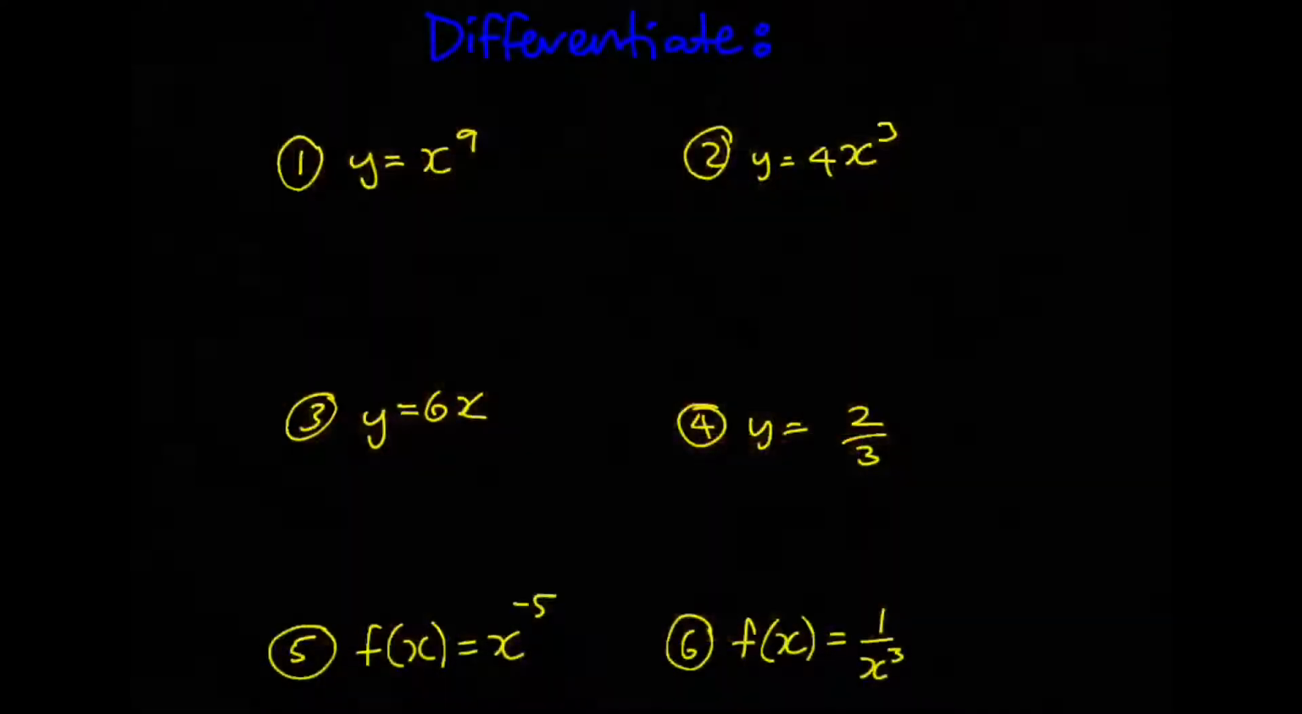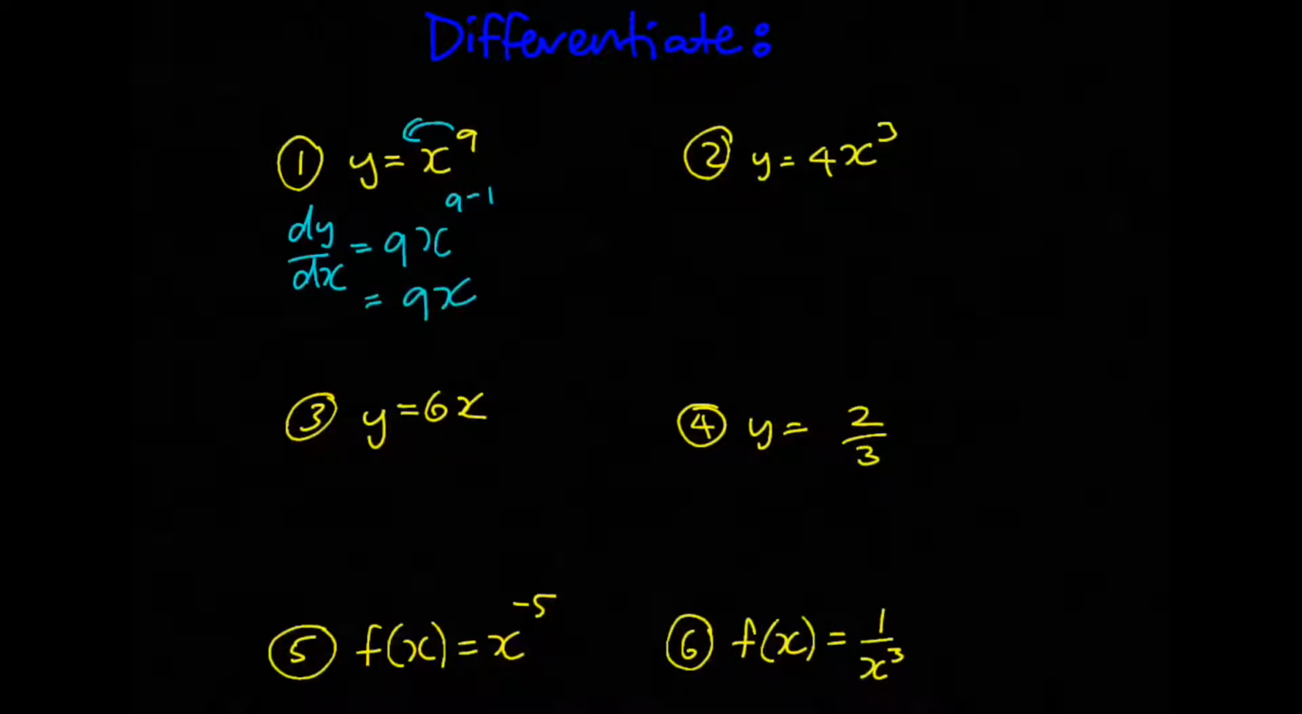Okay, we're just going to start with some simple differentiation. If y equals x to the 9, then dy on dx is equal to, the 9 comes down to multiply, and then it's to the power of 9 minus 1. So that equals 9x to the 8.